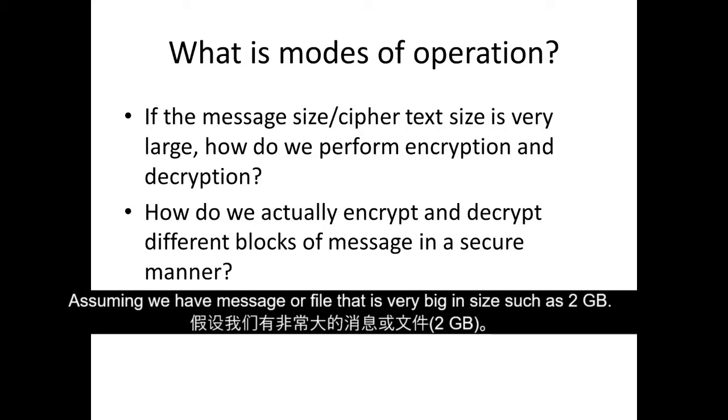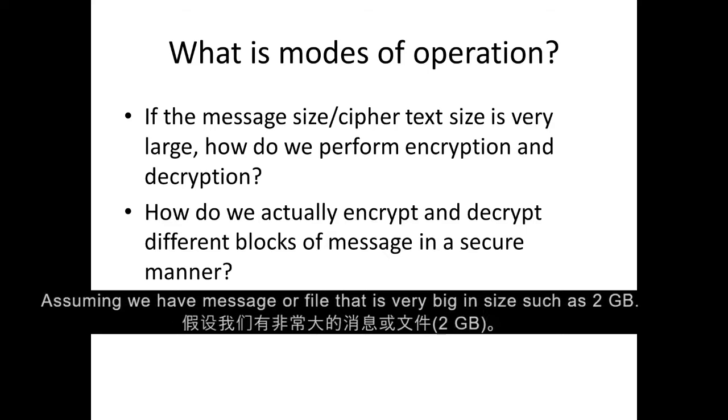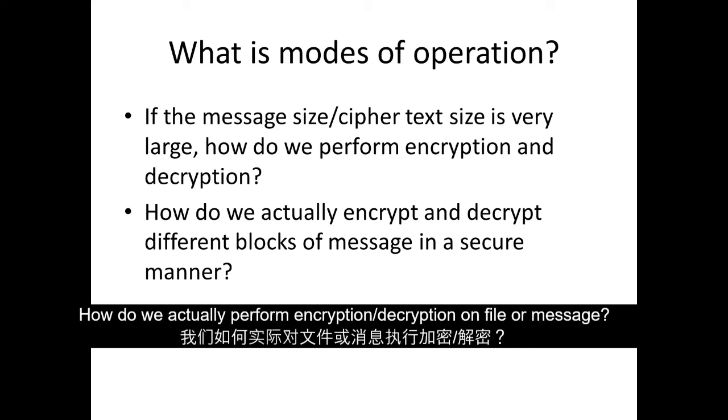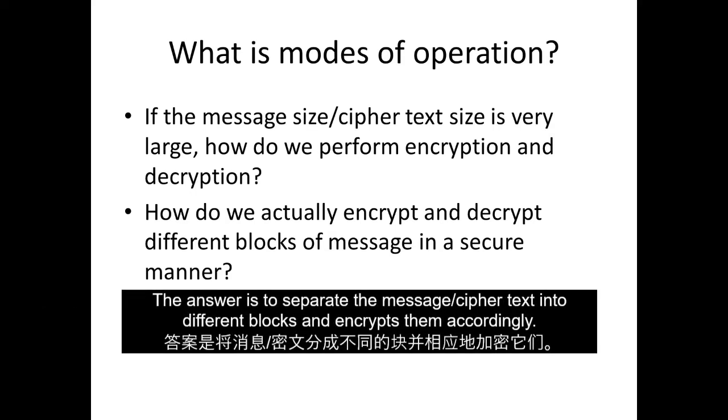Assuming we have message or file that is very big in size, such as 2 GB, block cipher algorithm such as AES or China's SM4 accepts only 128 bits as its block size. How do we actually perform encryption or decryption on file or message? The answer is to separate the message or ciphertext into different blocks and encrypt them accordingly.